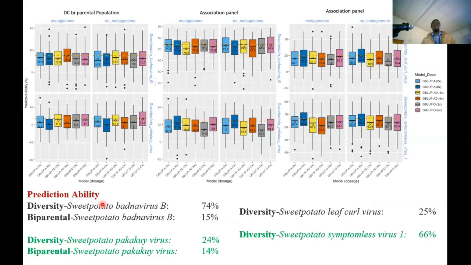We also look at the prediction for viruses, where we looked at the two populations for the sweet potato Badnavirus. Between the association panel and the DC biparental population, we realized that for the association diversity population the predictions were much better. As with Bemisia previously, predictions were better for the association diversity panel than for the DC biparental population.